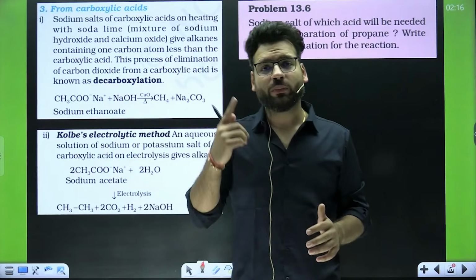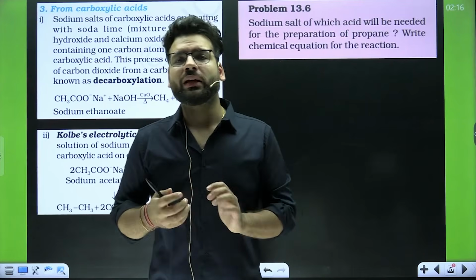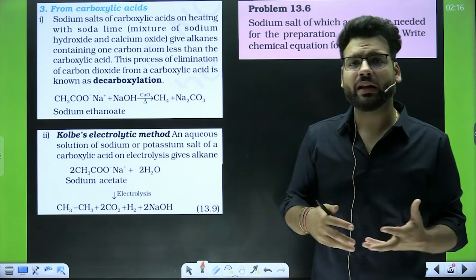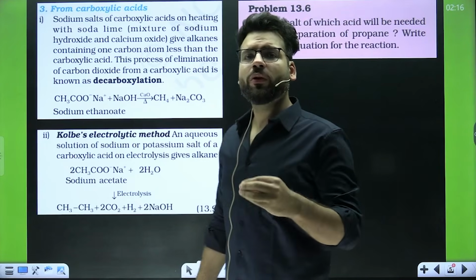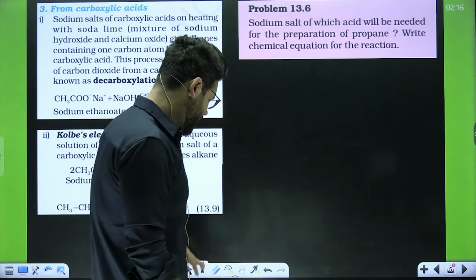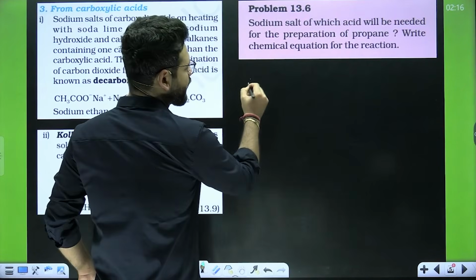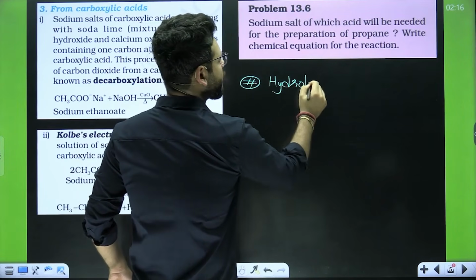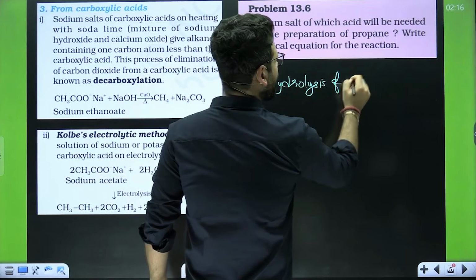Now, one more method I can tell you easily: if you have an alkyl halide, whether aryl halide or alkyl halide, you go from there to Grignard reagent and then hydrolyze the Grignard reagent. So we can mention here another one as hydrolysis of Grignard.